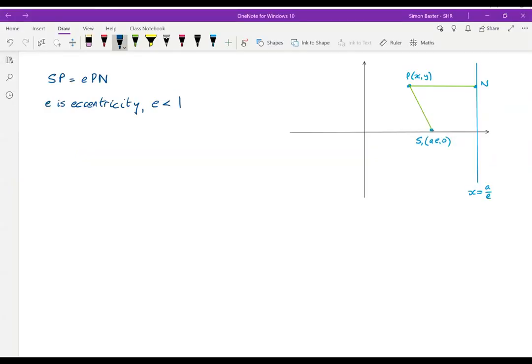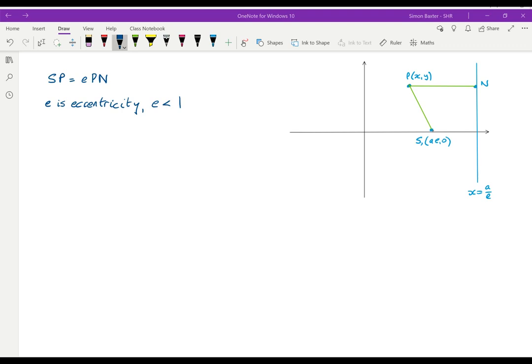If we now generalize that result, we can start off with a fixed point S, which is going to be the focus, and that I'm going to take at (ae, 0), and a vertical line, the directrix, which I'm taking at x equals a over e. And I'm going to look at what happens to this point P as it varies, subject to the condition that SP is e times PN, where e is smaller than 1. So SP is e times PN. What can we say about x and y?